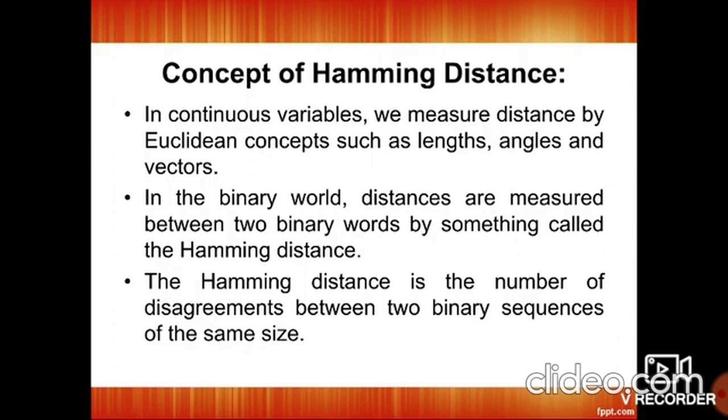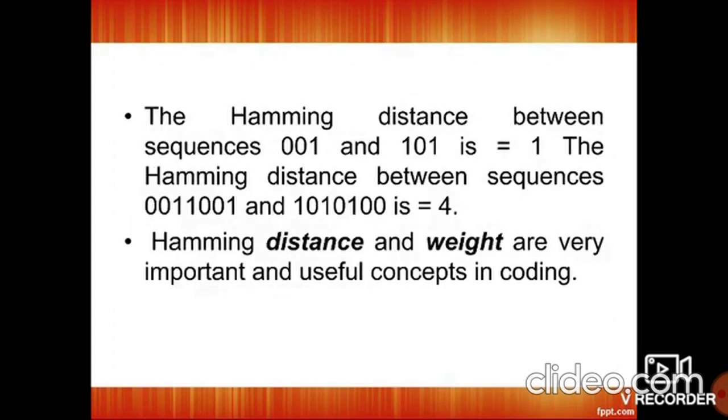r equals k by n, where k is the number of message bits, that is k equals n minus q. So r equals (n minus q) by n, that is r equals 1 minus q by n. In Euclidean concepts, we can measure the distance, that is the Euclidean distance, in continuous variables. Now the Hamming distance between two sequences 001 and 101.